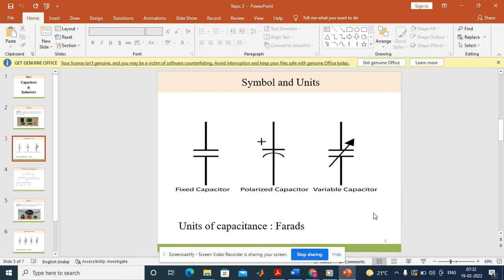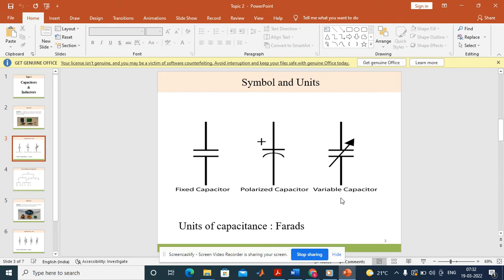Coming to the symbol of a capacitor. The first one is the symbol of a fixed capacitor, where it's represented by two parallel plates separated by some finite gap. And the polarized capacitor will have the charge on both the plates, positive charge and negative charge. So we'll use different indications to represent the positive plate and the negative plate. The straight line represents the positive plate and the curved line will represent a negative plate or the negative terminal of the capacitor.